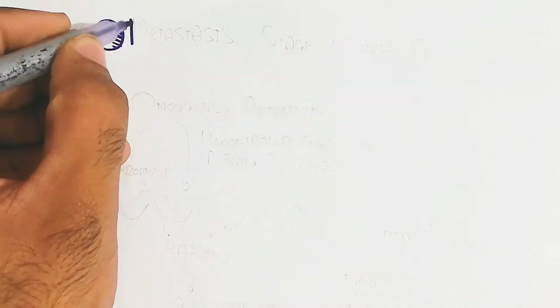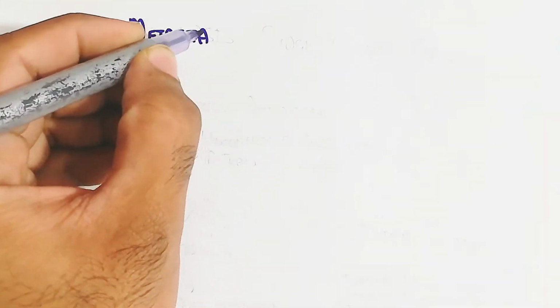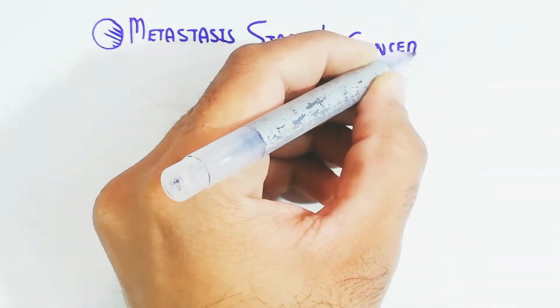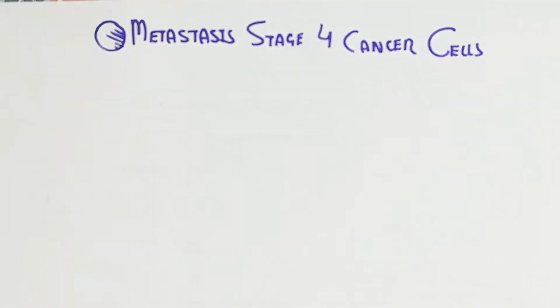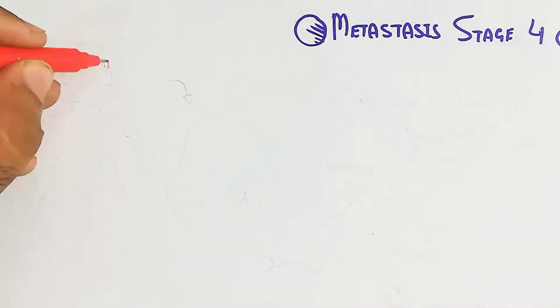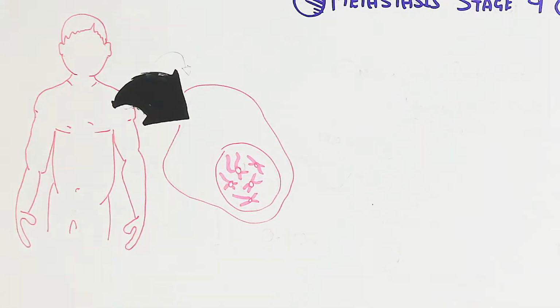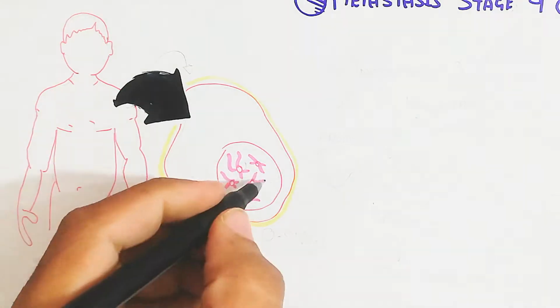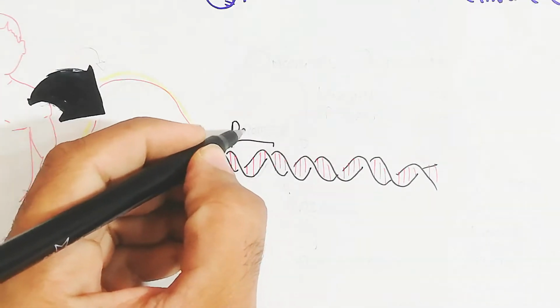Hello, in this video we will discuss metastasis, the stage 4 of cancer cells. So let's begin to understand. In the previous video we discussed stage 3 and other processes, the function and the process of metastasis. But in this video we will concentrate on stage 4.